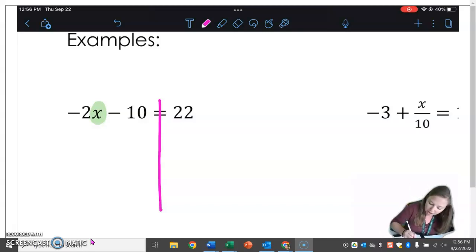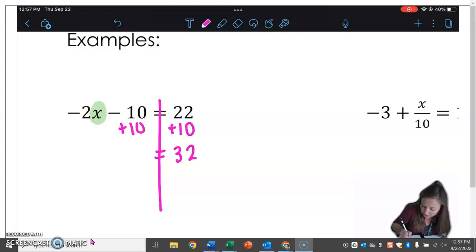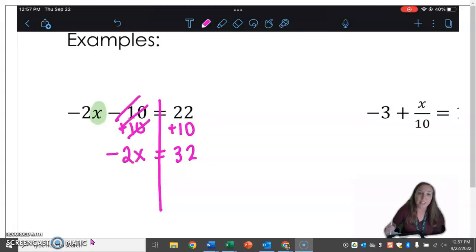So we're going to start with the number not connected to the x, which is a minus 10. And since it's not connected, we're going to make it 0. So it's a negative 10, so we're going to add 10 to both sides. And that's going to make that 32. And then negative 10 plus 10 is 0, so that just turns to 0. And all we have left on the left side is negative 2x.